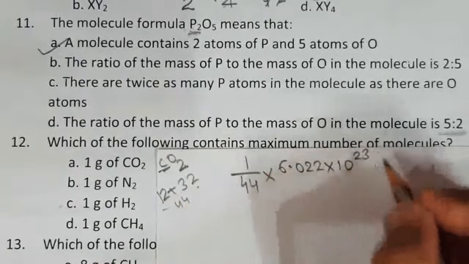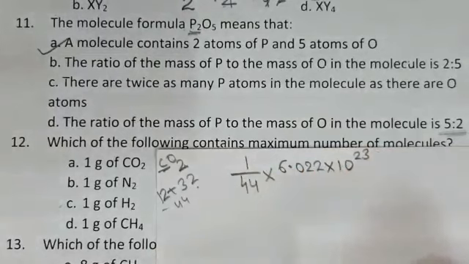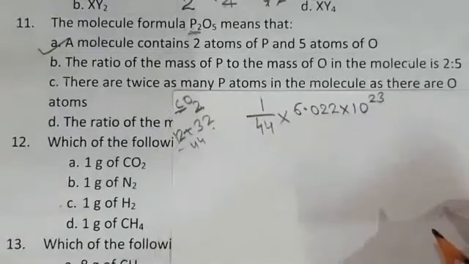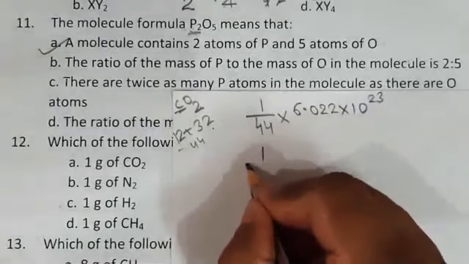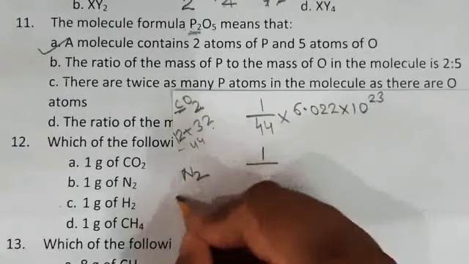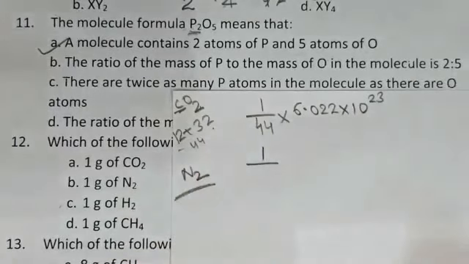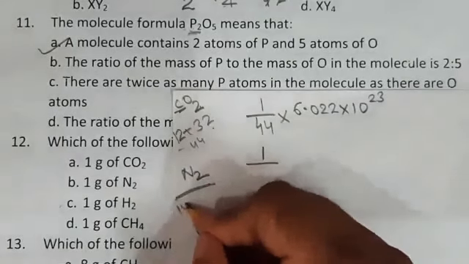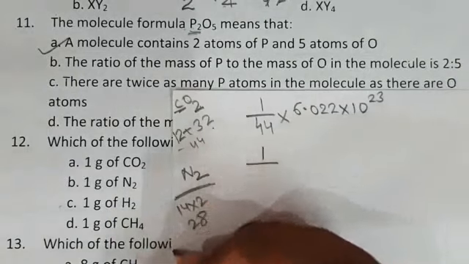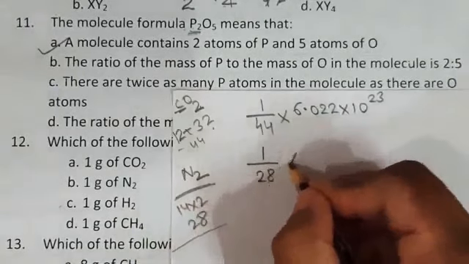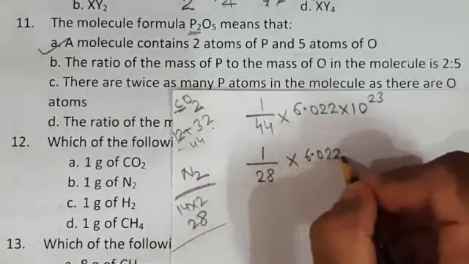Calculate for the second: 1 gram of N2. Given mass is 1, N2. N2 means 2 times nitrogen. For 1 nitrogen, what is the atomic mass? 14. So for 2 nitrogen, 14 twos are 28. So 1 divided by 28 into Avogadro's number.